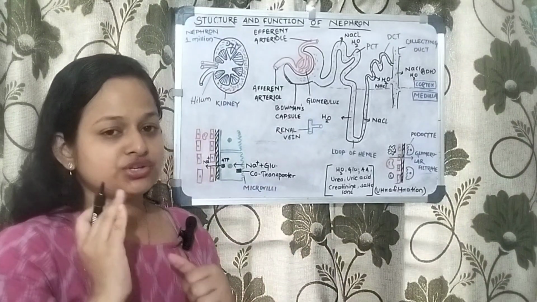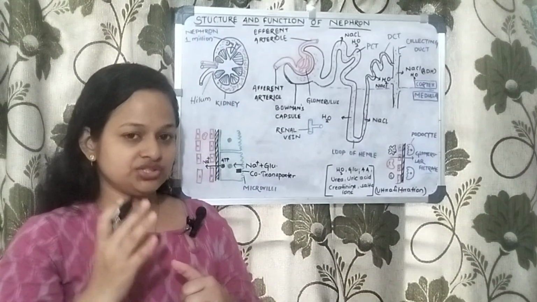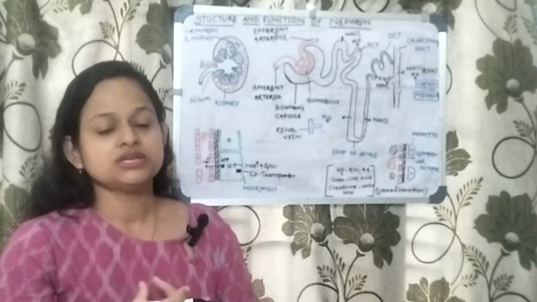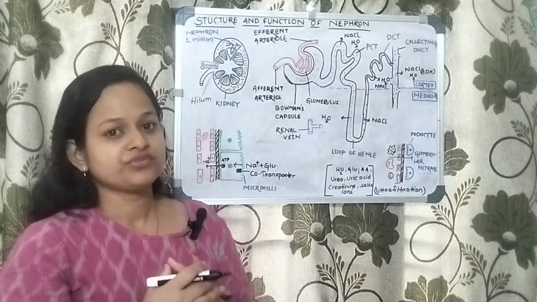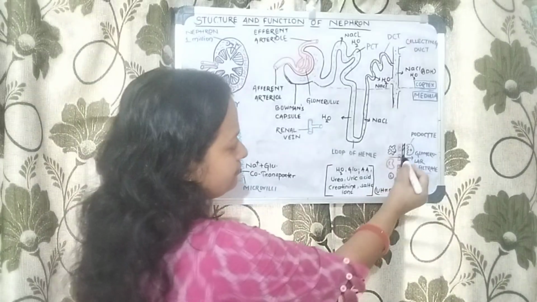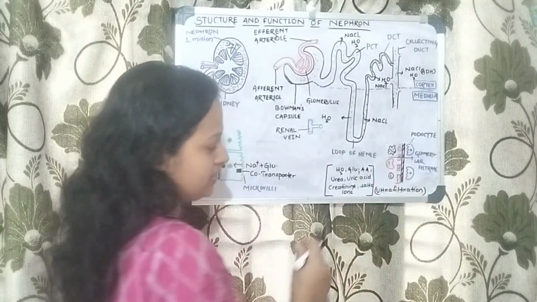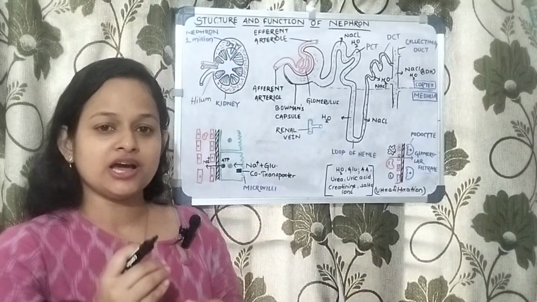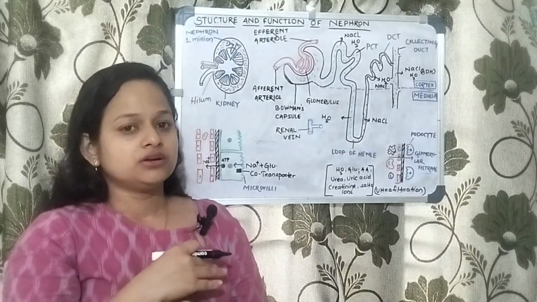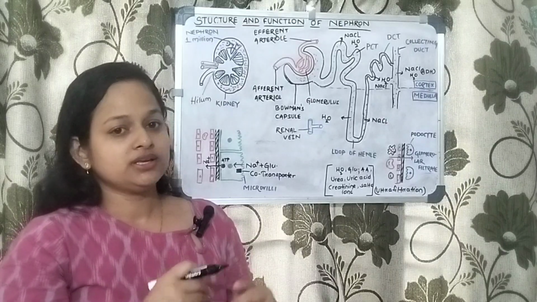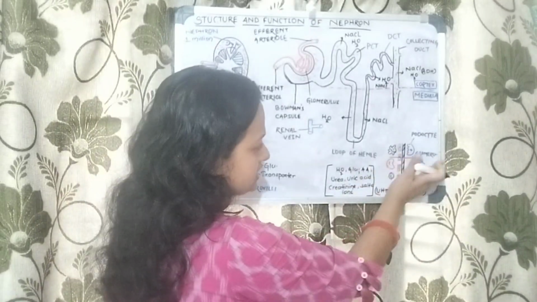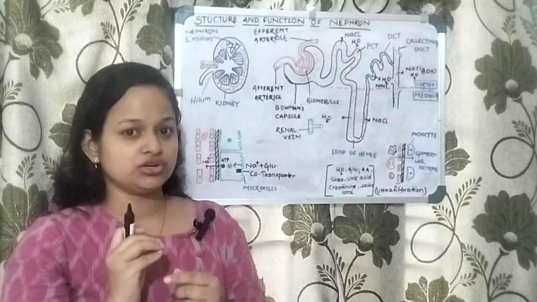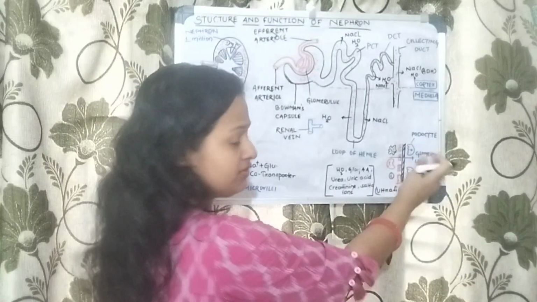During this filtration process, it occurs under very high pressure. This is known as ultrafiltration. And as I have taught you, this is the basement membrane. The pores in this basement membrane are very small, so not all substances from the blood can pass through it. Only the small solutes can pass through this basement membrane.